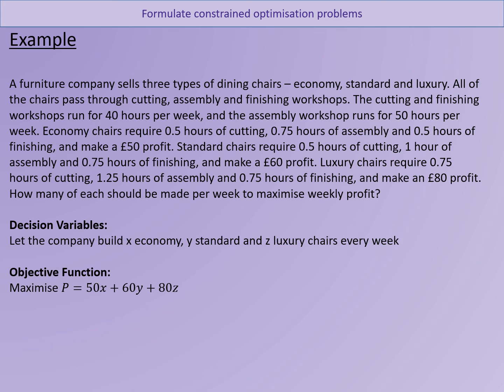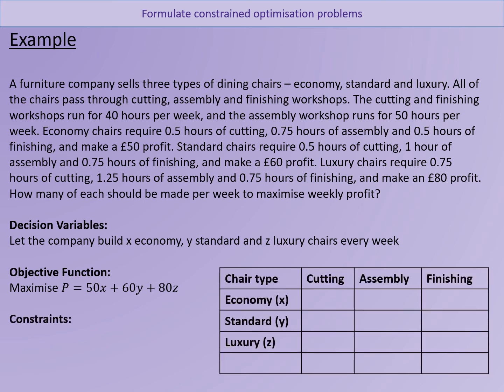We're now going to put the information into the table. So here we're going to put the types of chairs along the side and the types of workshop along the top. We're going to fill in the amount of time in hours required for each of the workshops. We've also put the maximum number of hours for each workshop at the bottom. We can now read down the table to write down the constraints.